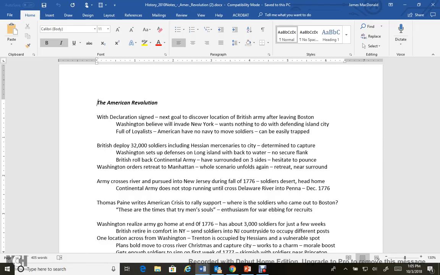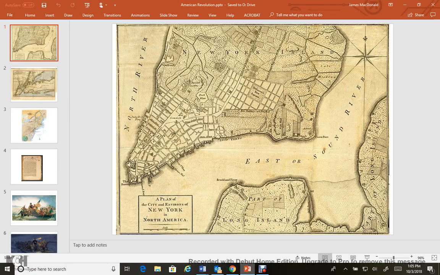Washington sets up his defenses on Long Island. We'll go back to the map. We'll use it a couple times today. Here's Long Island. This is where Washington decides to put the Continental Army. Not a good position when you think about it, because your back's to the water and few people can really swim that effectively, or swim across the East River to get to Manhattan.